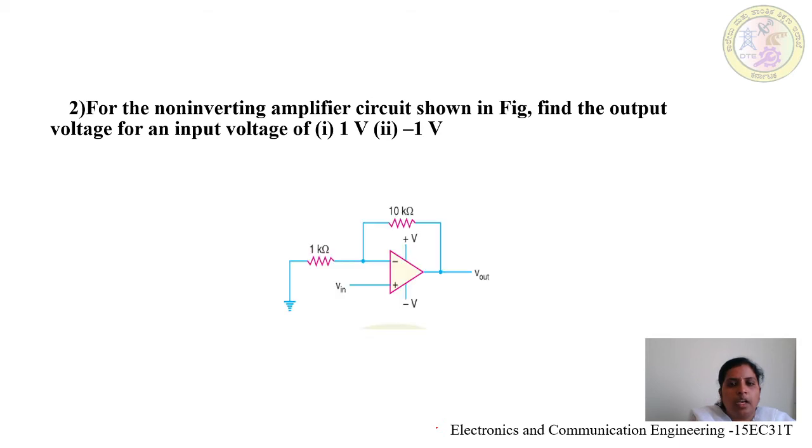So here for the circuit shown, we have to find out the V out, the output voltage, for two different input voltages. In the first case, we will have the V in as 1 volt. In the next case, we will have the input as minus 1 volt.